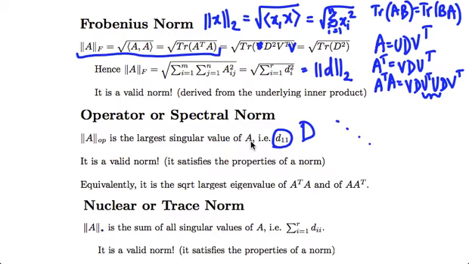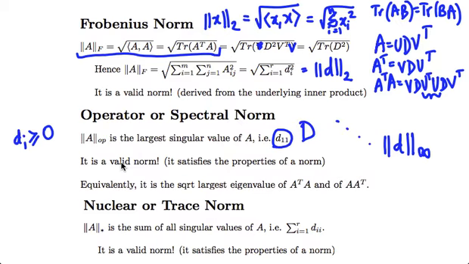Now it's important to remember that all the singular values are always positive. So singular values are always greater than or equal to 0. So the largest singular value of A is also always positive. And one can think about it in a different way. One can think about it as the infinity norm of D, where D is just the diagonal of capital D. The infinity norm is the maximum element of D, and that's exactly the operator norm.